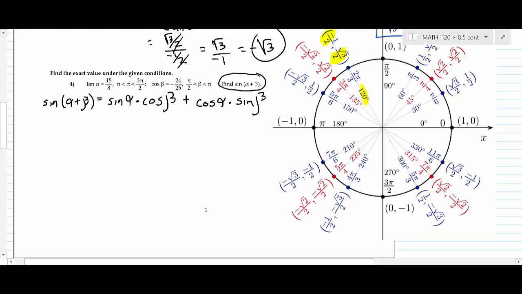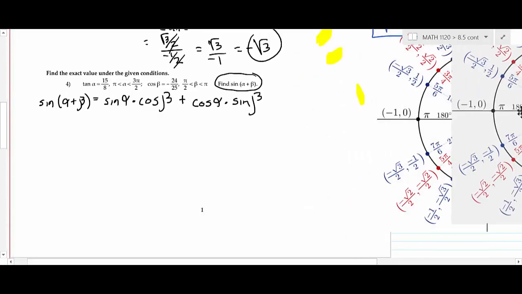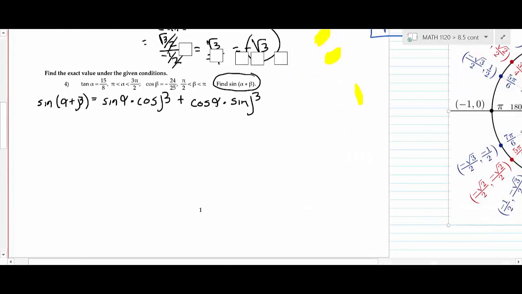Okay, so there's basically four things that you have to know. You have to know sine alpha, cosine beta, cosine alpha, and sine beta. So I've already given you some things, and I've given you enough information to basically figure this out then. Okay, so I'm going to slide that thing out of the way because this problem doesn't have anything to do with the unit circle. Okay, so let's see.